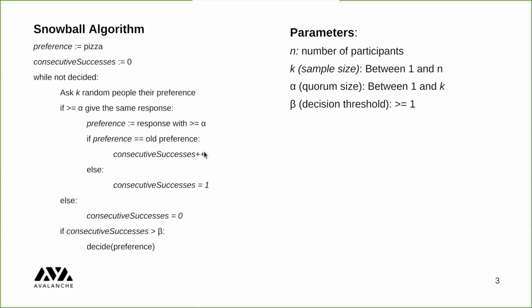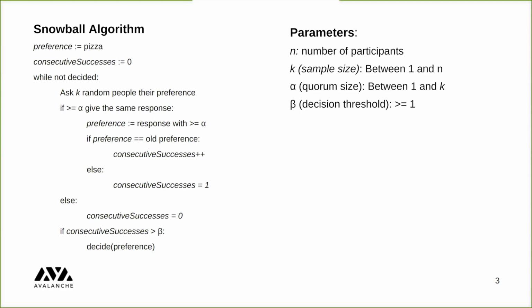If the alpha majority response you got was different than the one that you had before, right? You preferred barbecue, and then you asked a bunch of people and they all said pizza, then you're going to adopt pizza as your preference and set the consecutive successes counter to 1. If you're not able to get a quorum, an alpha majority of the same response, then you set the consecutive successes counter to 0. So you do this over and over and over again, and everybody else is also following this algorithm at the same time.